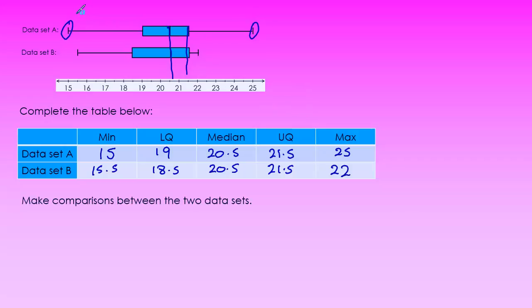If you know how to work out the range from a box plot, the range is the entire length of the box plot from this whisker to that whisker. That's the range, so the range of dataset A is greater than that of B. But if we look at the interquartile range, which is the length of the box itself, the interquartile range for B is greater than that of A. So there's lots of things that you can say.